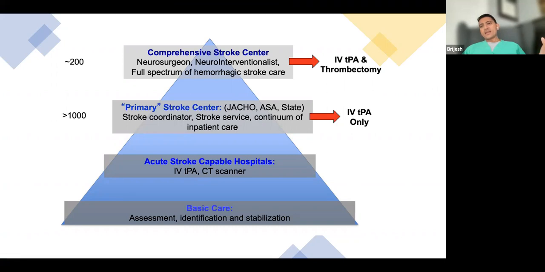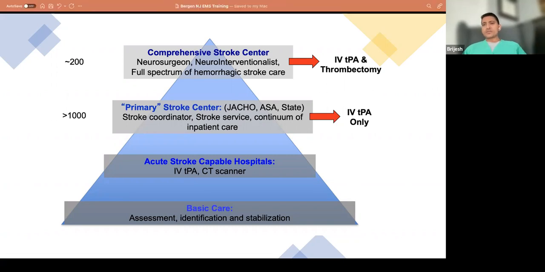So let's say a stroke patient goes to a primary stroke center and they realize after doing the imaging that this patient not only is suffering a stroke where they can give TPA, but they also need additional treatment, such as mechanical thrombectomy, because a CTA showed a large vessel occlusion.